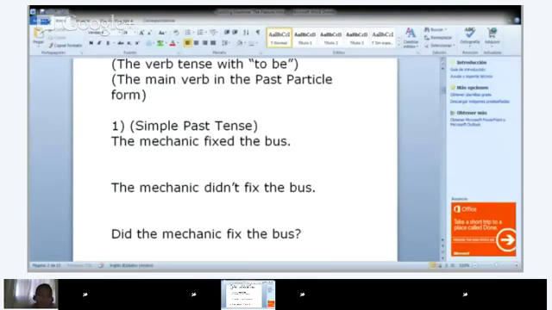Is there someone who would like to try? Yes, okay, please go ahead. Awesome. The bus was fixed by the mechanic. Excellent. And the pronunciation is fixed. The ED is pronounced as a T. Awesome. Thank you. And so how about expressing the negative sentence in the passive? The bus was fixed by mechanic.